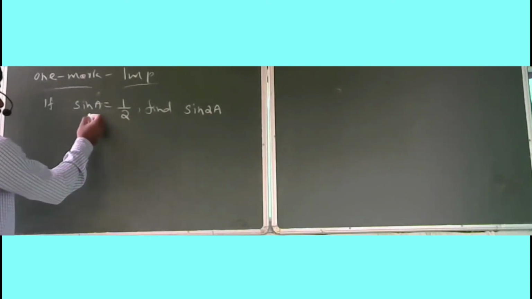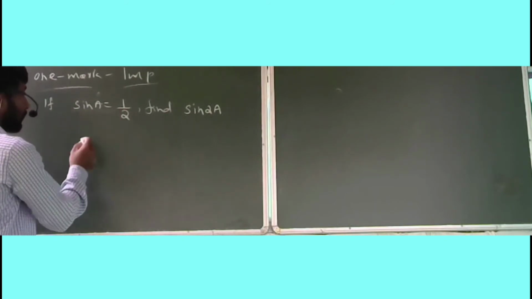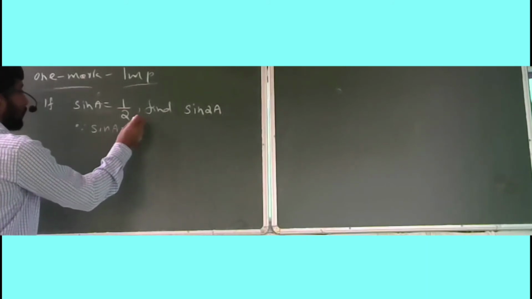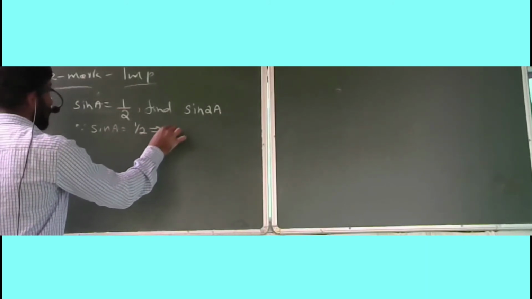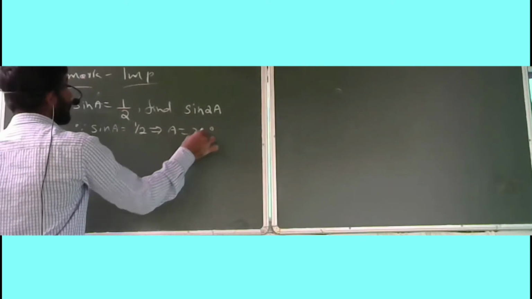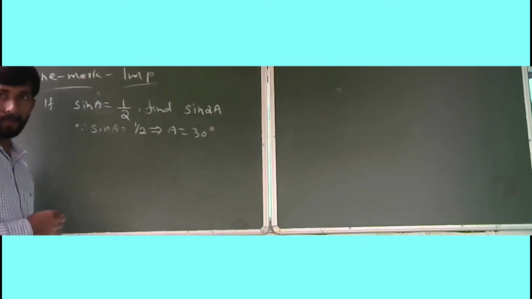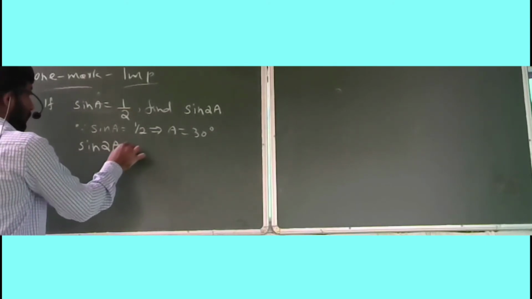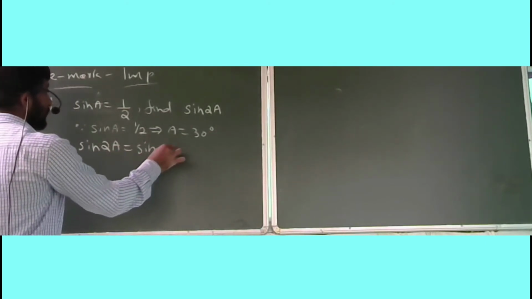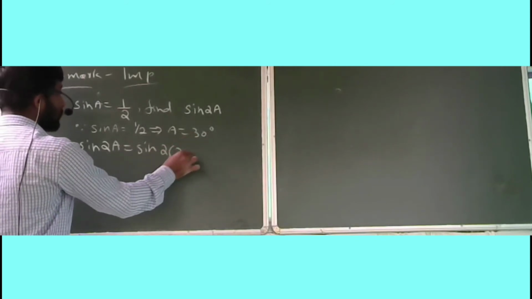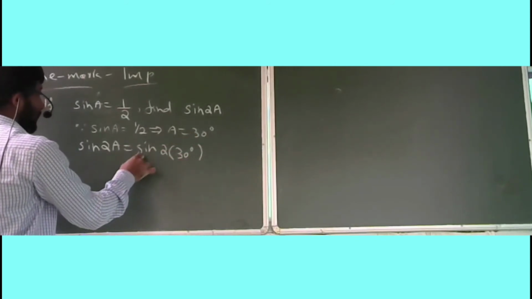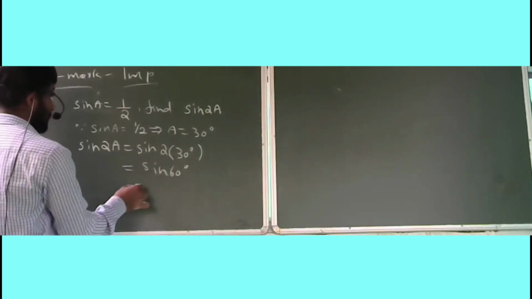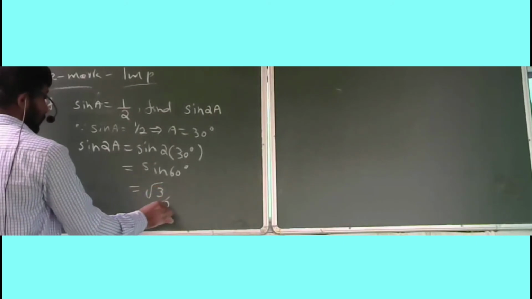To solve this question, use the given data: sin A equal to 1 by 2. Since sin A equal to 1 by 2, this implies A value is equal to 30 degree, right? Sin 30 is equal to 1 by 2. Now see, sin 2A is equal to sin 2 into what's the value of A? A is equal to 30 degree. It's equal to sin 2 into 30 degree. It's equal to sin 60 degree. Sin 60 degree value is equal to root 3 by 2.